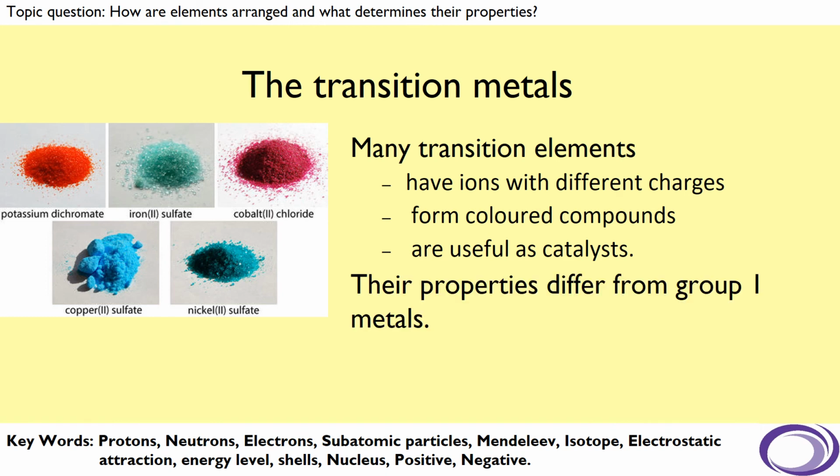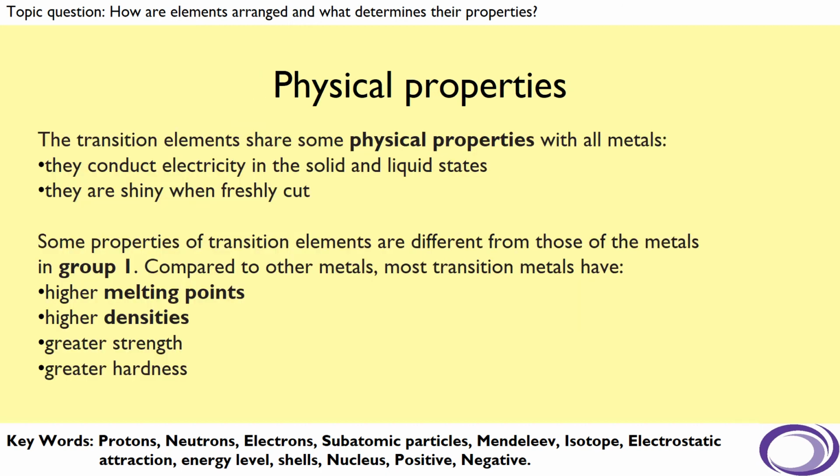Their properties are very different from group 1 metals. So they do share some physical properties with all metals. So for example, transition metals conduct electricity when they are solid and liquid, and they are shiny when they are freshly cut. However, if we compare these transition metals to group 1, they have higher melting points, higher densities, greater strength, and greater hardness. So they can be used in some cases where it would not be sensible to use a group 1 metal.